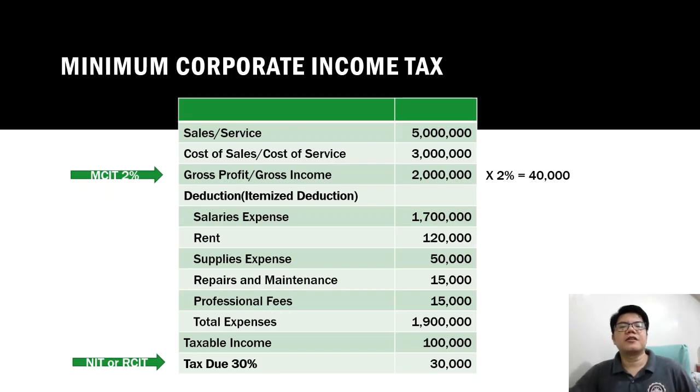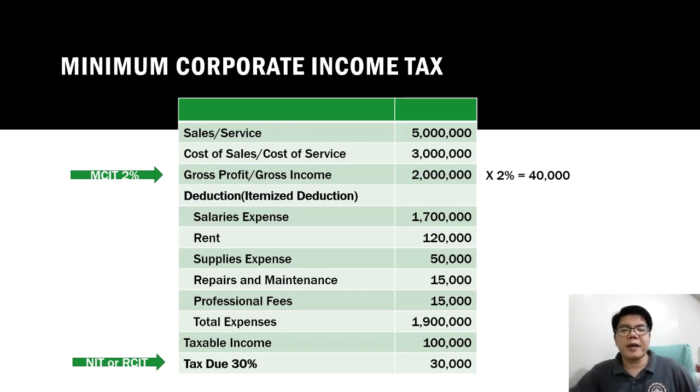On the fourth taxable year of the company, the corporation is now required to pay MCIT if the MCIT is greater than the NIT or RCIT. So MCIT is the minimum corporate income tax of 2% of the gross income. In this example, we have a gross profit or gross income of 2 million multiplied by 2%, that is equal to 40,000. So in case of the tax due, the amount is 30,000. Obviously, the MCIT is greater than the RCIT or normal income tax.